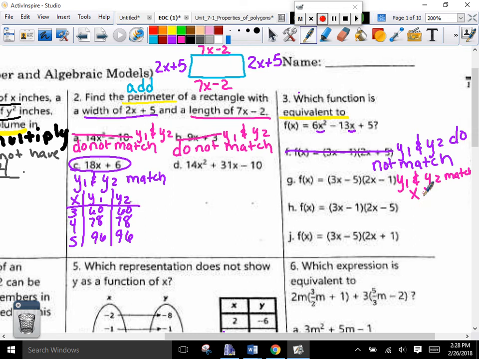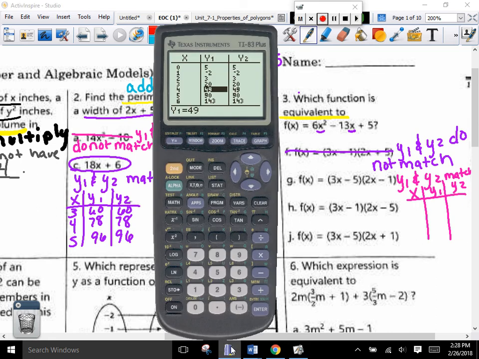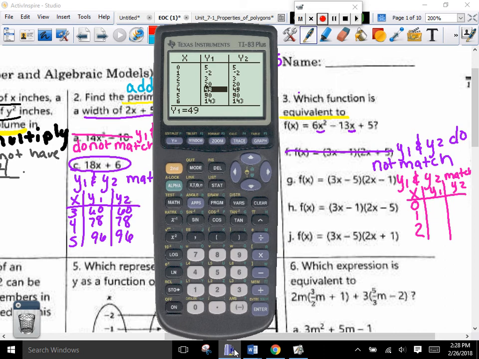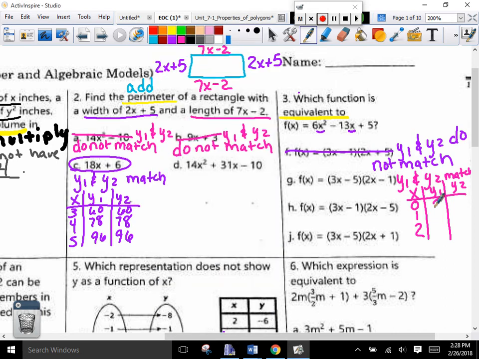So I have x, y1, y2. And I'm going to look at my calculator. So I have 0, 1, and 2. And I have 5, -2, 3. 5, -2, 3. 5, -2, 3. Both y1 and y2 are the same, so they do match.